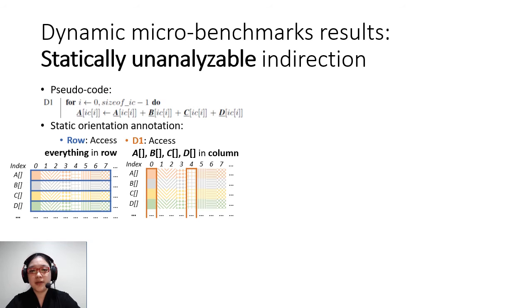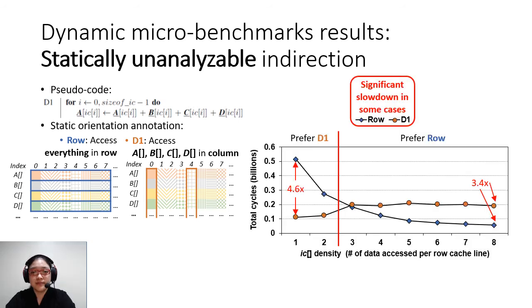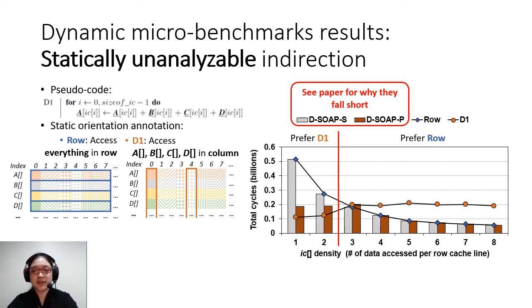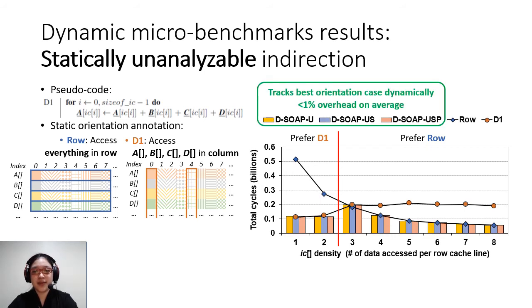For the indirection workload, we show 4 co-indexed arrays that are aligned in MUM layout. If we only had static analysis, we would have either used the row option that always accesses everything in row, or the D1 option that always accesses the 4 co-indexed arrays in column. However, we can see that depending on the IC array's density, the preferred orientation for these co-indexed arrays changes, and static annotation will result in significant overhead in some cases. In comparison, while the DSOAP-S and DSOAP-P schemes fall short of tracking this change due to their pathologies, the utilization-based DSOAP-U star schemes make the best decision on preferred orientation across all dynamic cases, with less than 1% overhead on average.